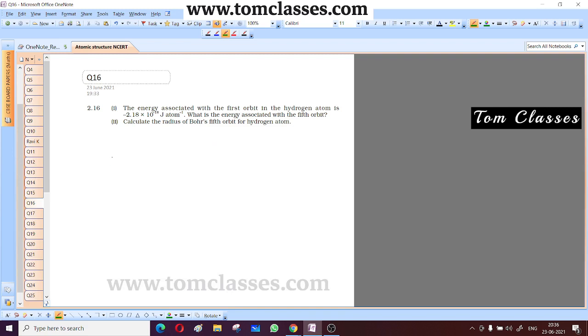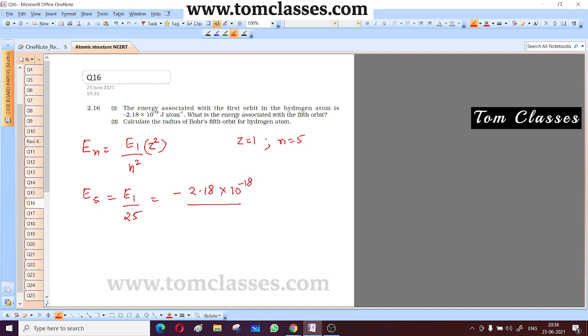With the fifth orbit we know that energy in the nth orbit is given by E1 upon n square, multiplied with z square. So it is hydrogen atom, z is equal to 1, and n is equal to 5. So energy in the fifth orbit is going to be E1 by 25, that is minus 2.18 into 10 to the power minus 18 divided by 25.